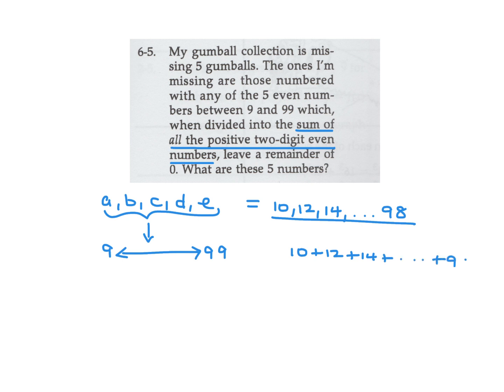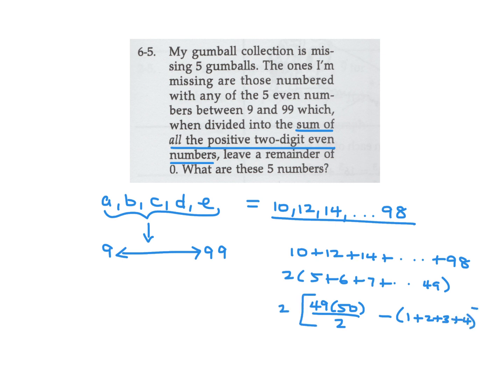98. So that looks to me, if I divide through by 2, it'll be 5 plus 6 plus 7 plus all the way till 49. And then if you use that formula for the sum of consecutive numbers from 1 to n, it'll be 49 times 50 divided by 2. But I have to subtract 1 plus 2 plus 3 plus 4 because that's not part of it. And this whole thing, make sure you don't forget to multiply by 2. And when you do that, you get 2430.